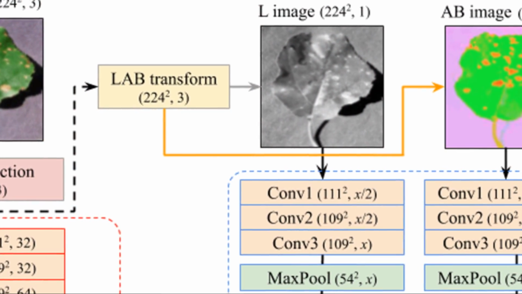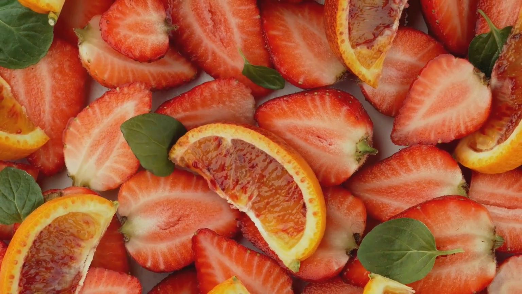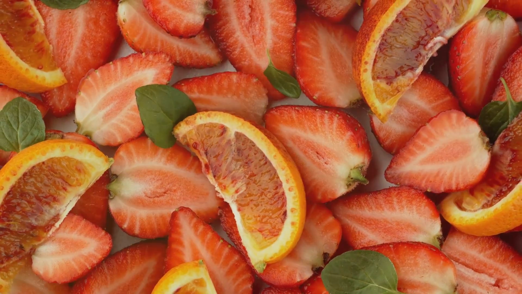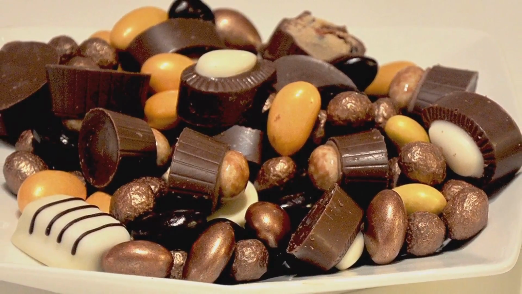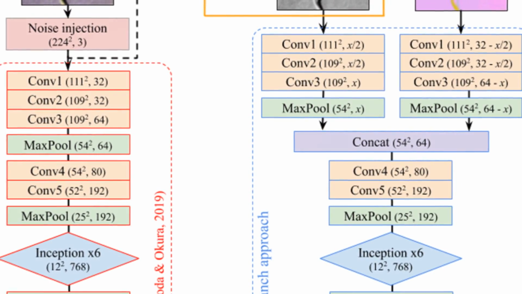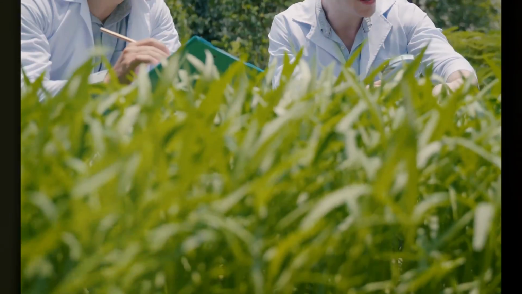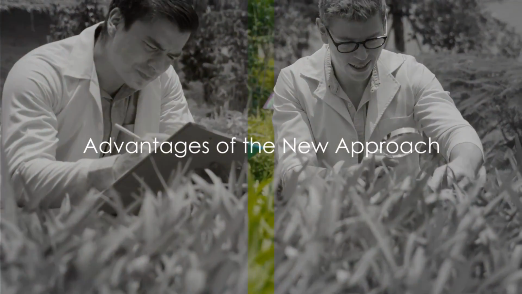Picture this as a modified version of the Inception V3 architecture. It includes one branch for achromatic data, which is the L channel, and another branch for chromatic data, which are the AB channels. This ingenious modification capitalizes on the decoupling of chromatic and achromatic information. What does this mean for the future of plant disease detection?